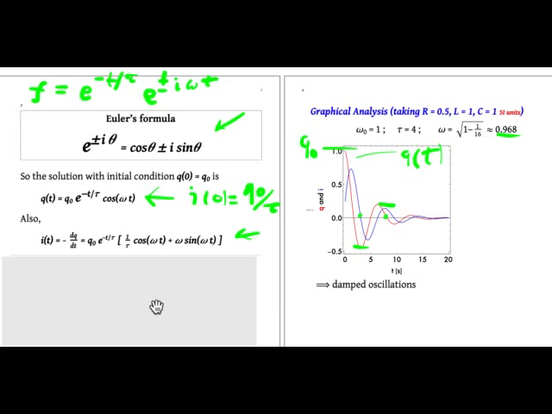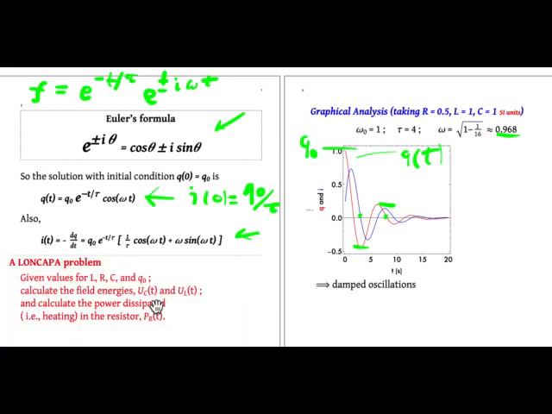And now I want to give you a problem to do yourself, which is a ln kappa exercise. So here's the ln kappa problem. I'll give you values for L, R, C and Q0. Not these values, but some randomly selected values for L, R, C and Q0. And I'll ask you to calculate the field energies. This tells you the charge and the current. Well, now calculate the field energies.